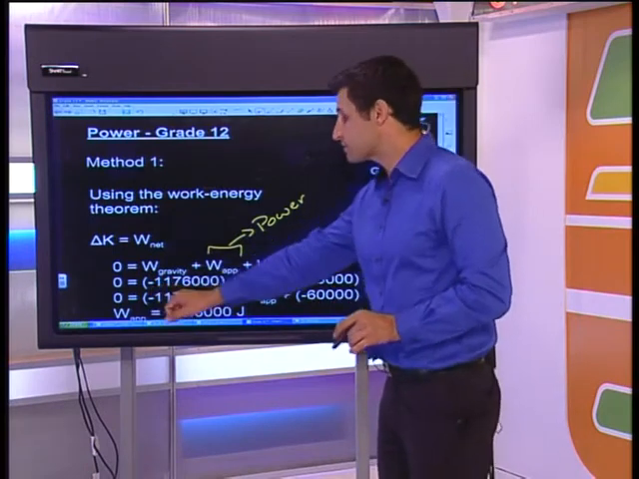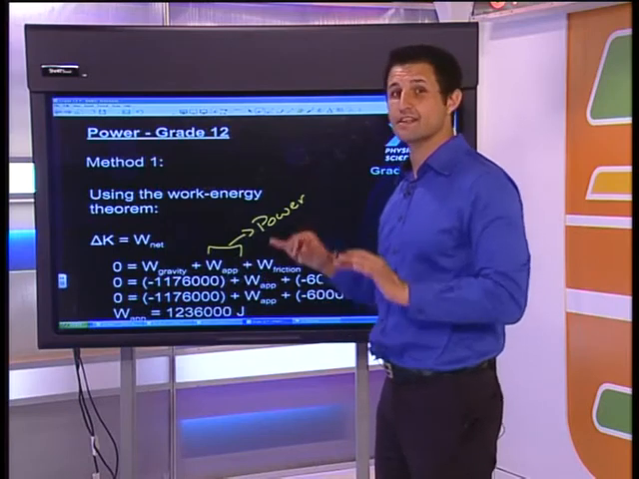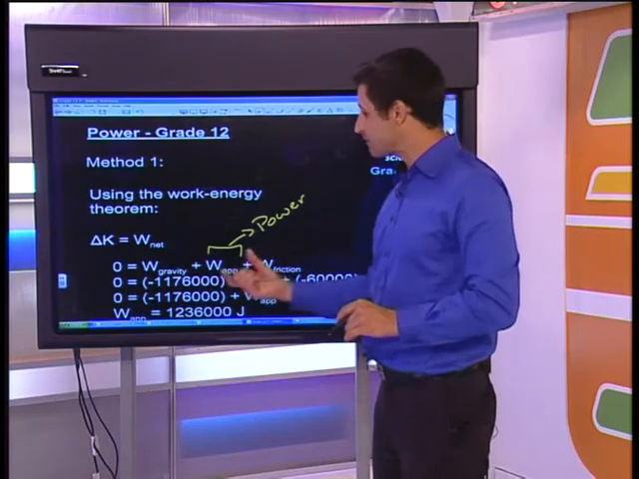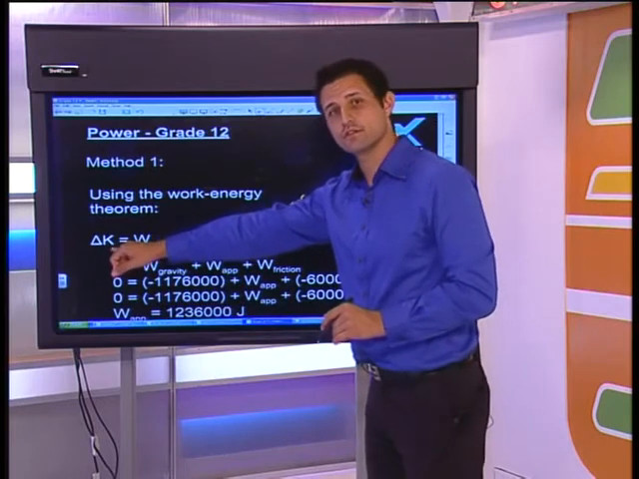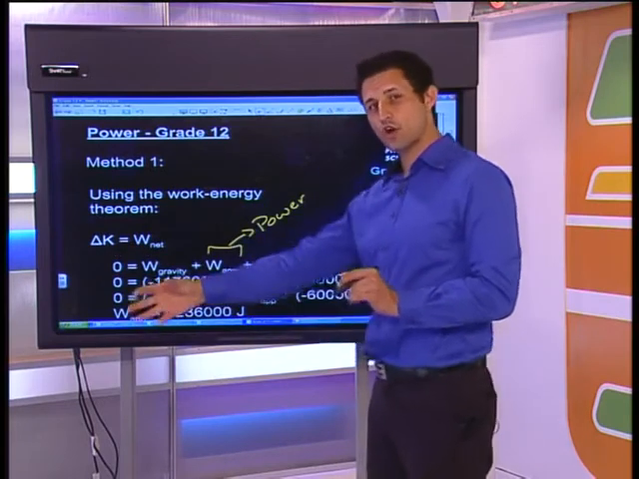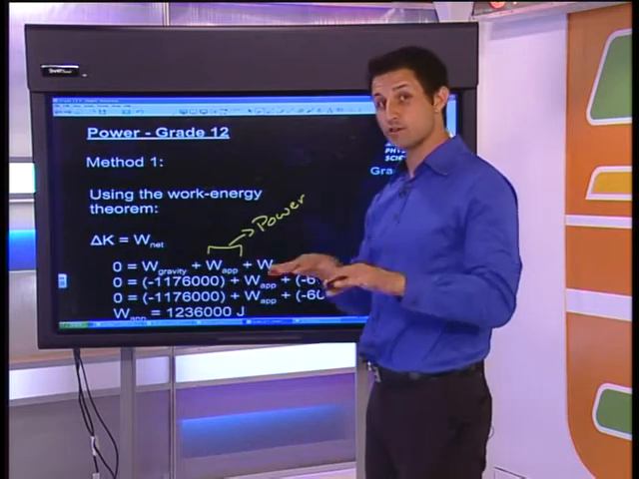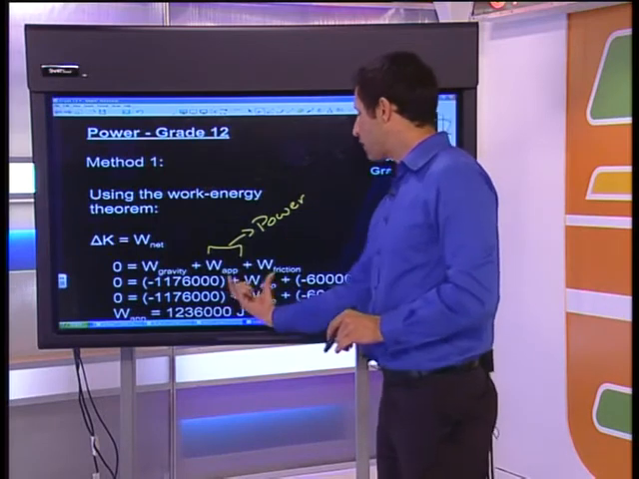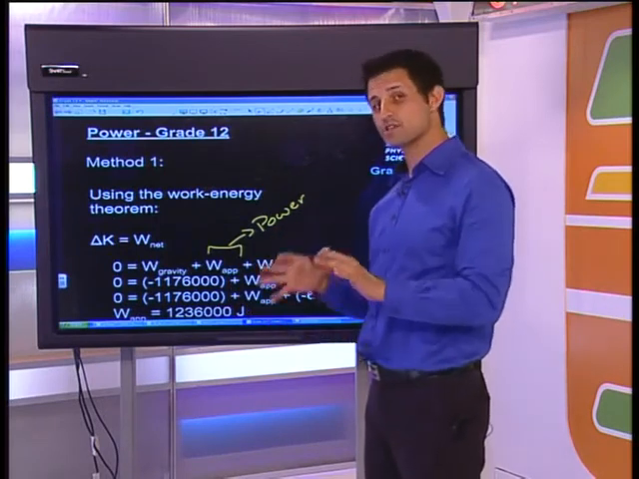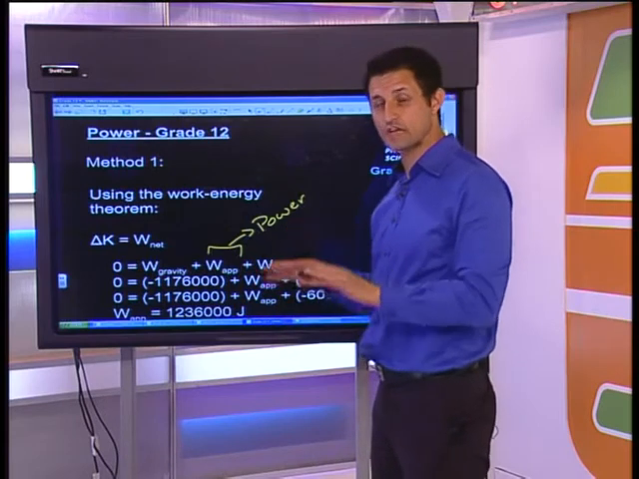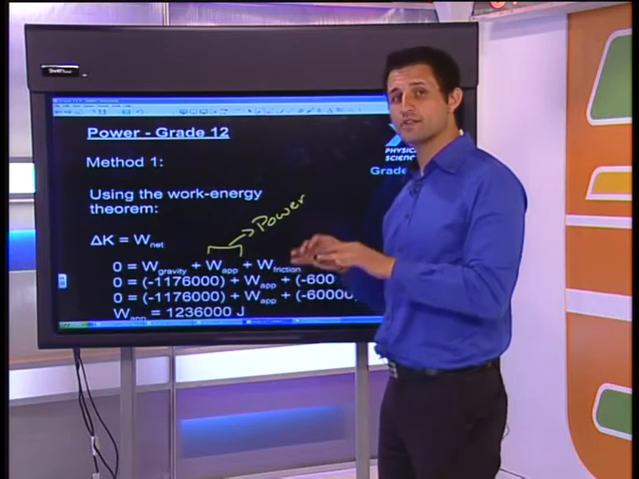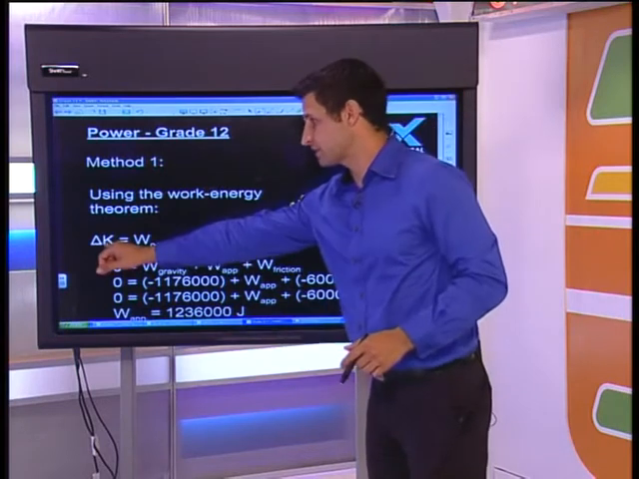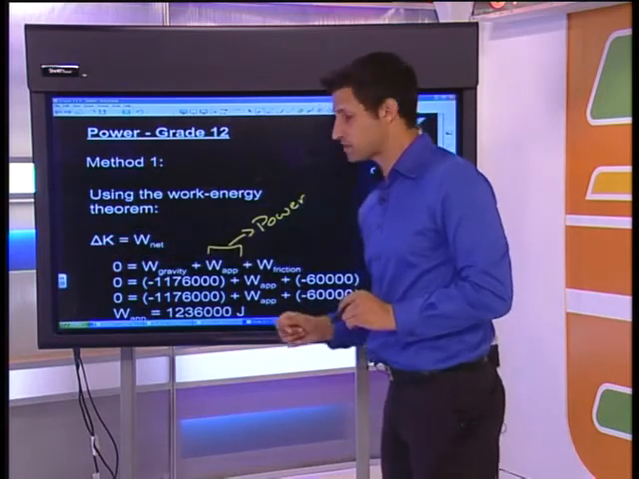You'll see that I've substituted in my work against gravity as a negative number. That means that work done against gravity has a negative effect on the kinetic energy. Going up a hill, gravity slows me down. My work done by the applied force, we're not entirely sure, but we think it's a positive type of work. Work on friction generally will always have a negative effect on K, my kinetic energy.